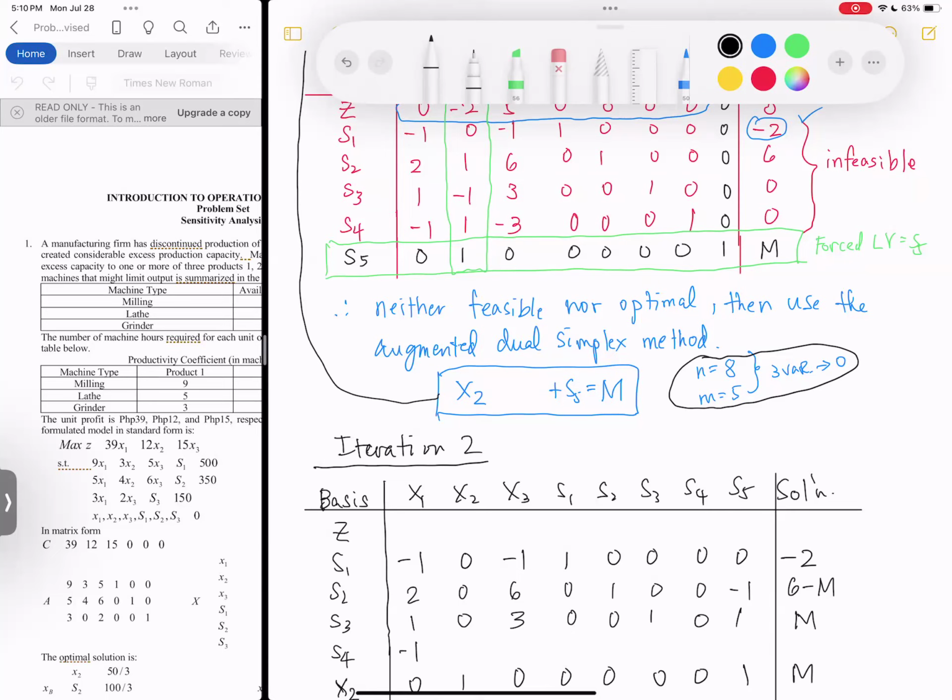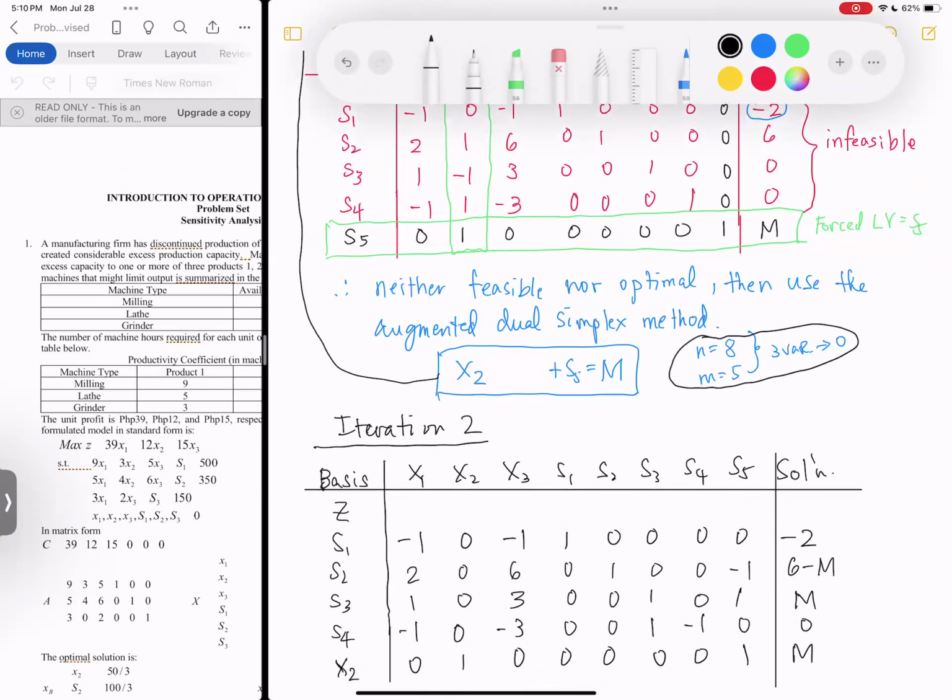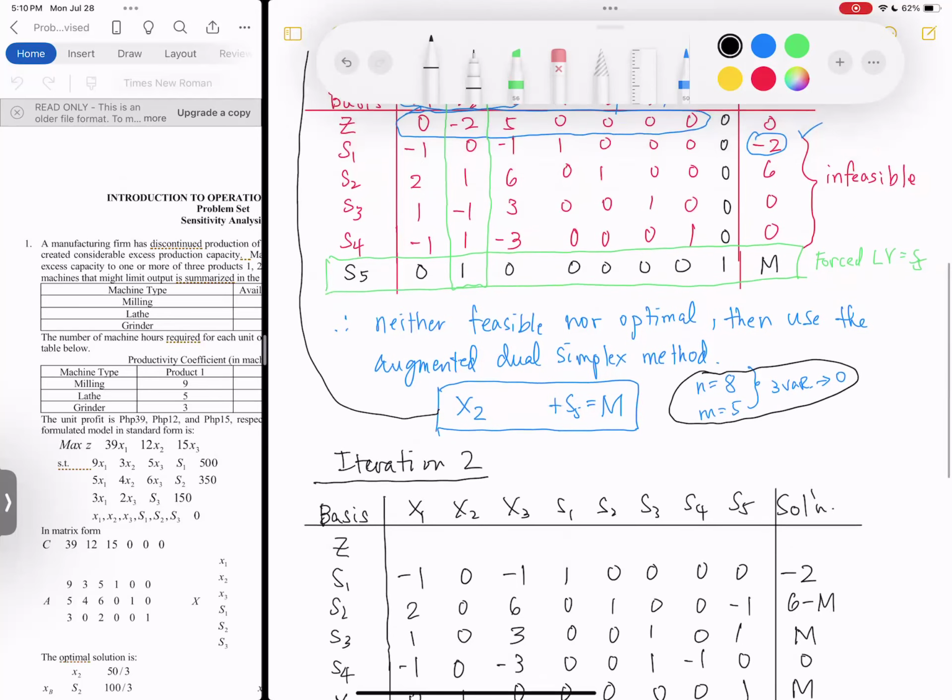This should be negative 1. This should be 0. This should be negative 3. 0, 0, 1, negative 1, 0, 0. Tama ba? Check nyo na lang ha.